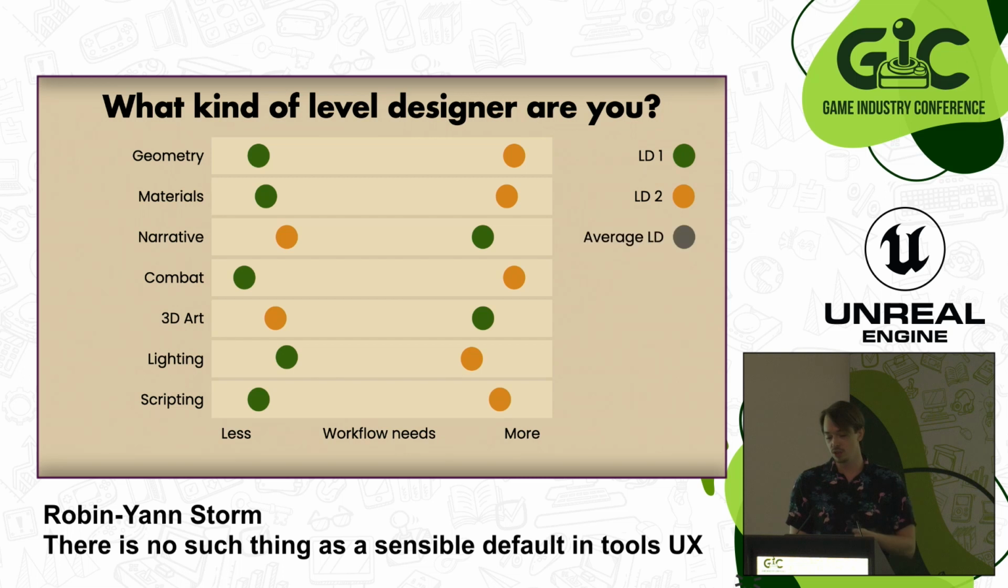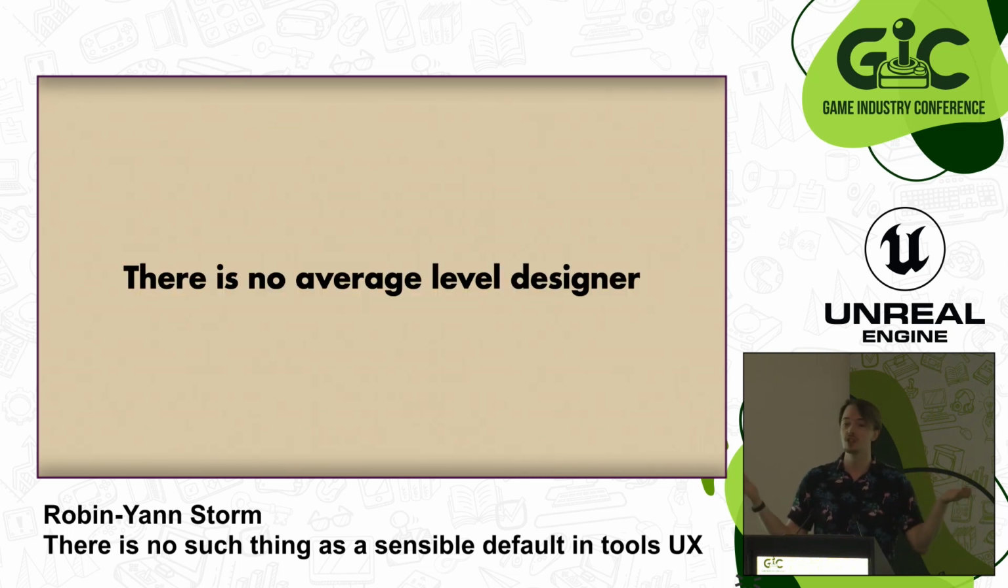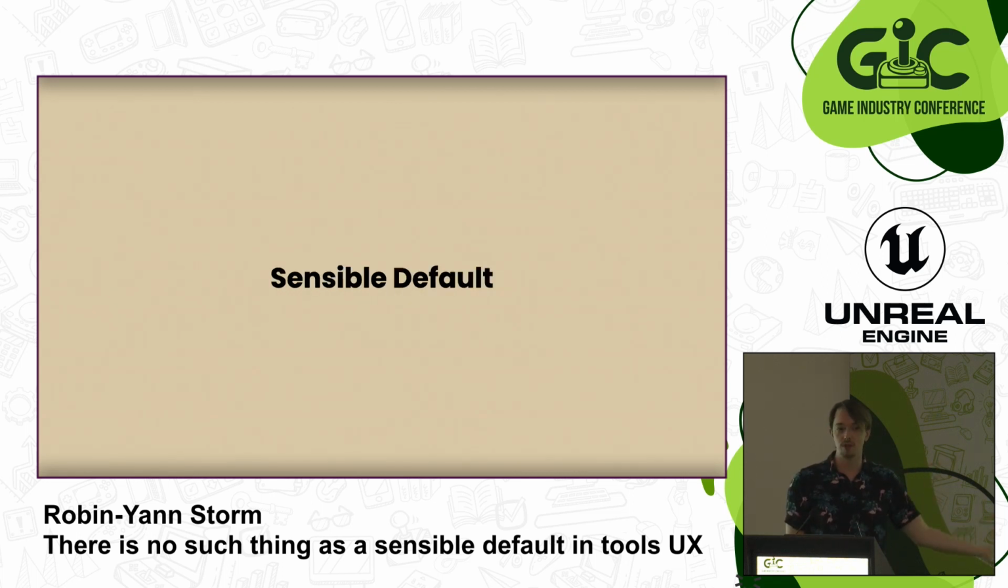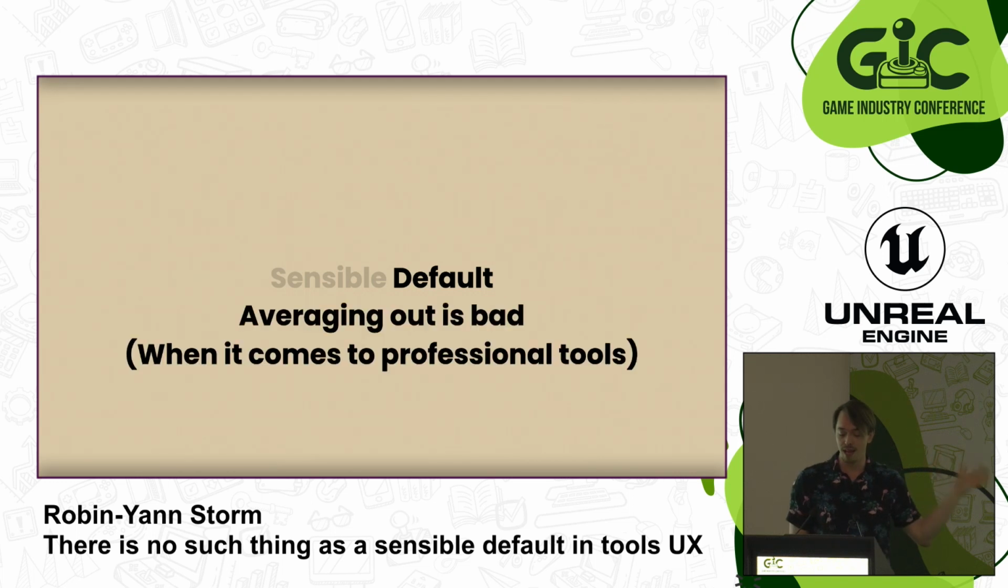So again, for the tools, what's the average level designer? It's this one. But of course, again, it does not exist. There is no average level designer. Even so, depending on the studio you work for, you might not even call it level designer. You might call it an environment designer or something else, or just technical designers who do level design. There's no average here. So just as much as there's no sensible default, it's important to think that there are, of course, defaults. There is an initial setting for everything, but you can't think of them as sensible. If you start thinking of them as sensible, you're going to start thinking, oh, we can just use this and it'll probably be fine. Averaging out is bad.